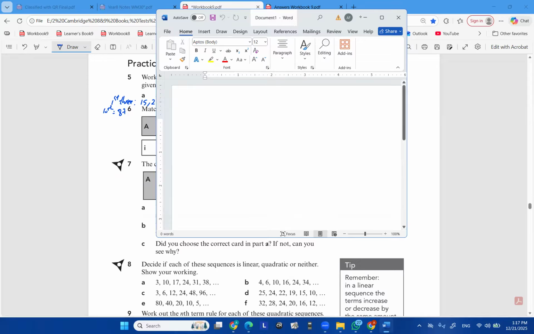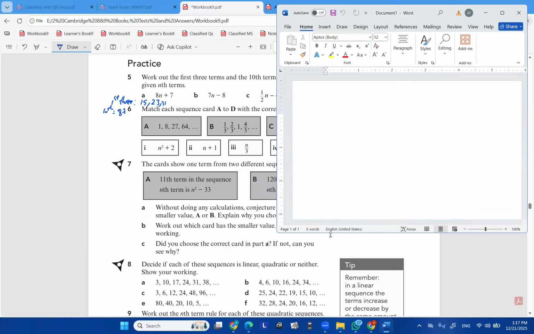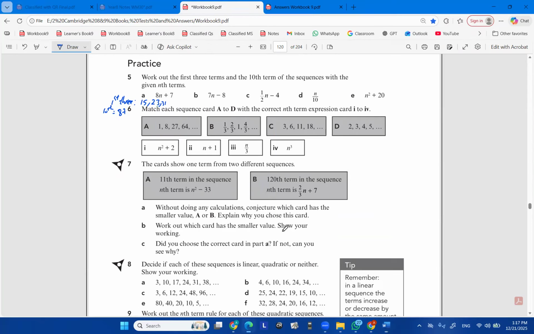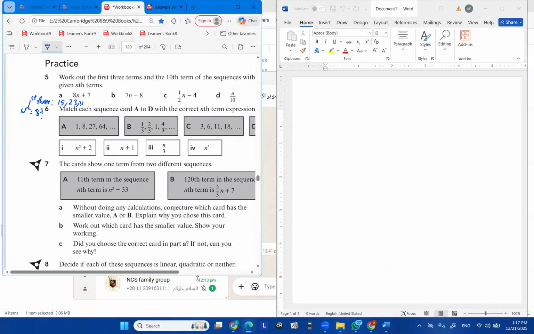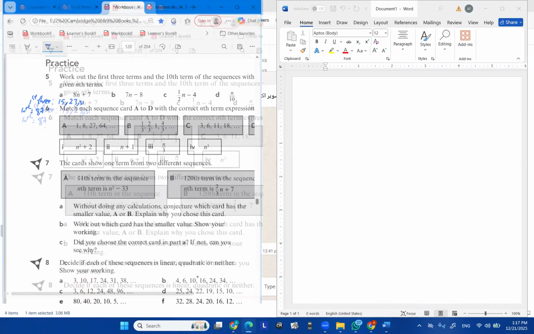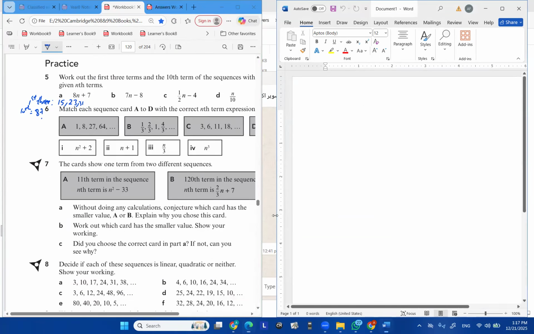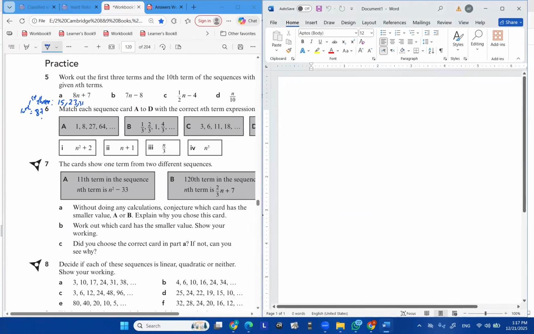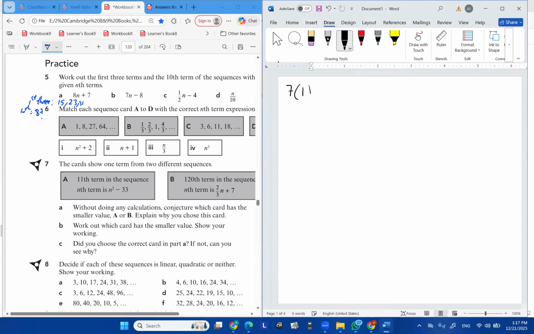All right. And now we're going to work this out. Let's get this smaller. All right. So here, in the second example, which is 7n minus 8, what are we going to do? I'm going to multiply the 7 by 1 to get the first term. So 7 times 1. Then you minus 8 equals what? 7 times 1 is 7 minus 8 is going to become negative 1.